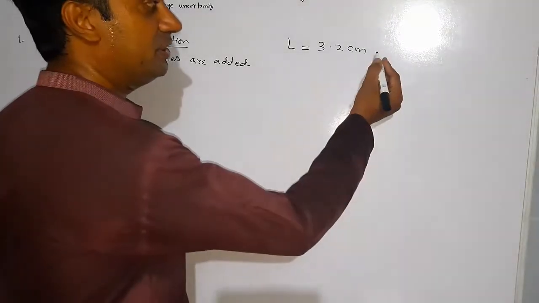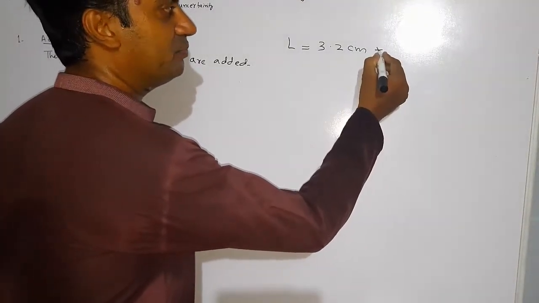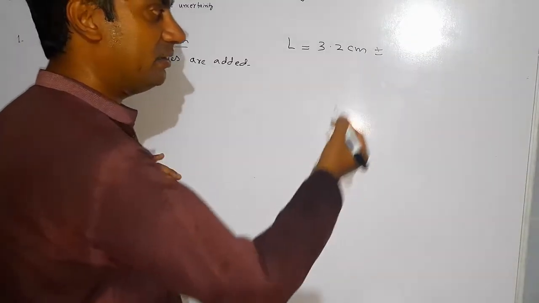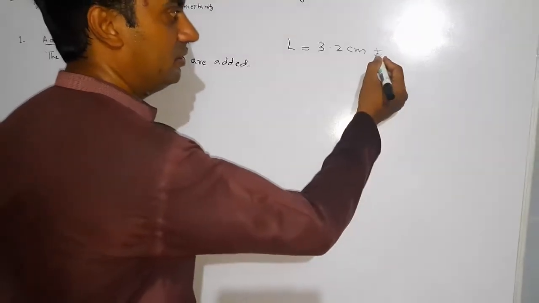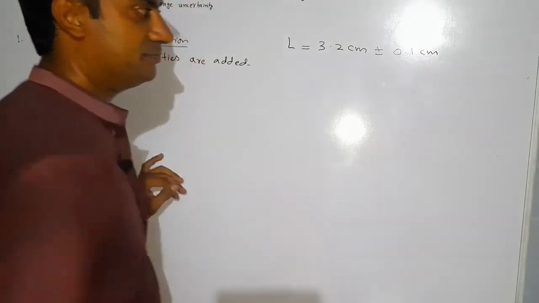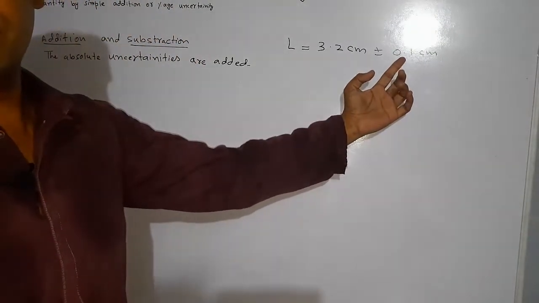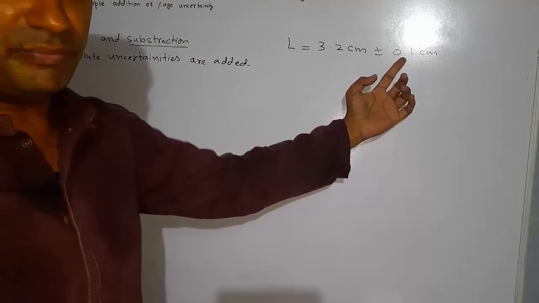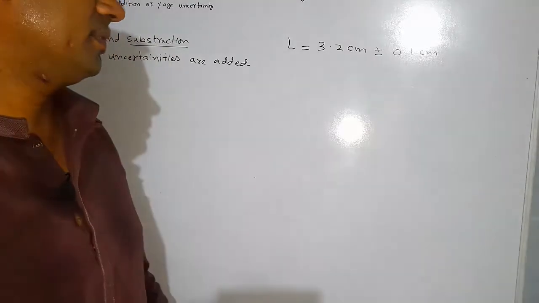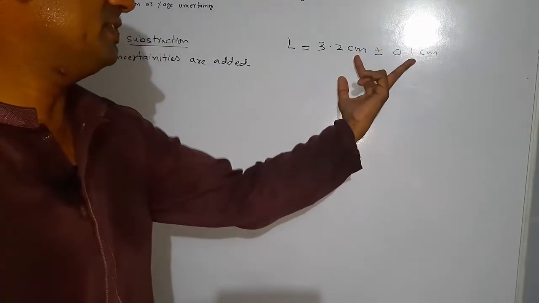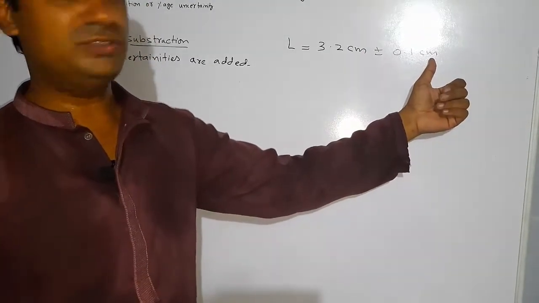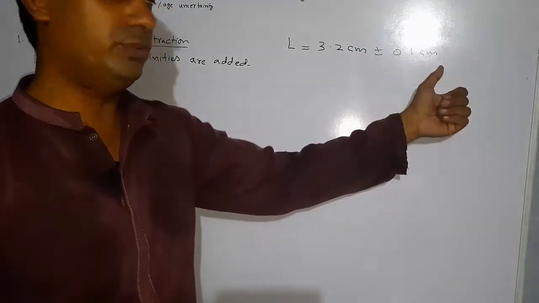The absolute uncertainty will be written as plus and minus 0.1 centimeter. You will ask, why are we writing plus and minus? This 0.1 we have written just because the least count of the meter rule or measuring tape is 0.1 centimeter or 1 millimeter. And we have to represent both with the same units. We do not write one in centimeter and another in millimeter. No, we have to write both in the same units.